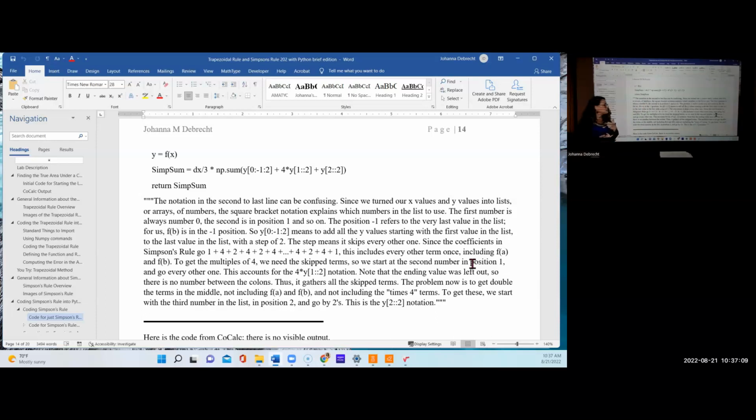Since we turned our x values and our y values into lists or arrays, the square bracket notation explains which numbers in the list to use. So the first number is always 0, the second is in position 1, and so on. If you have them listed out, remember we talked about the first one as being the 0th one, the second one as being the first one, and the third one as being the second one. In other words, instead of starting the count at 1, Python starts the count at 0. So the position -1 refers to the very last one in the list. So f of b would be in the -1 position. So what does it mean to have y square bracket 0 colon -1 to 2?